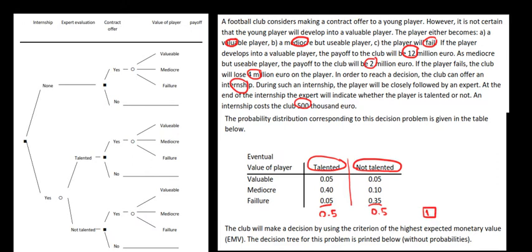Now, with the same method, we want to find out the probability of a player being valuable. So the probability of being valuable in total is 0.05 plus 0.05, which is equal to 0.10. The probability of being mediocre is equal to 0.40 plus 0.10, that's equal to 0.50. And the probability of being a failure is equal to 0.05 plus 0.35, which is equal to 0.40. They also add up to 1, which is exactly what we need. So we completed the probability distribution table.